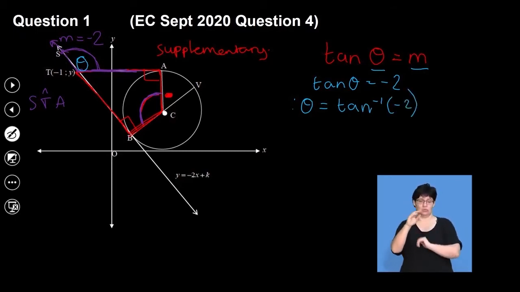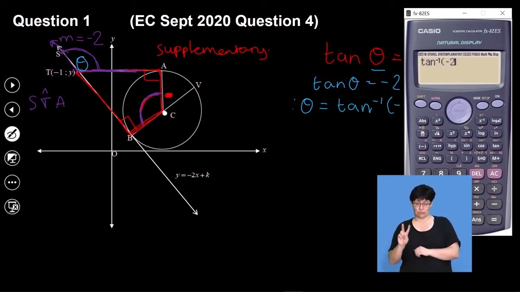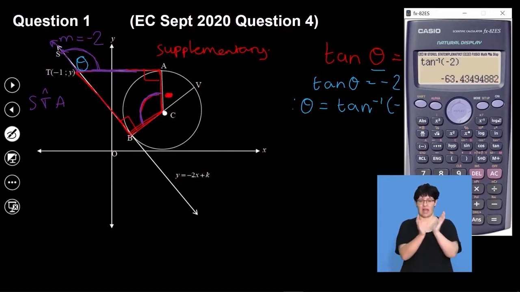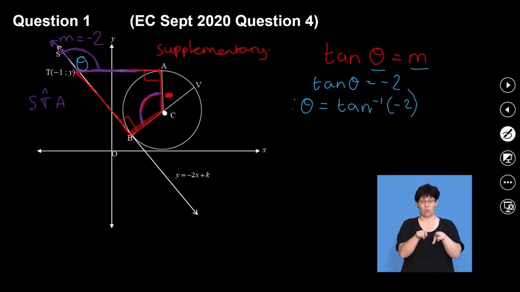Right, time for the calculator. Pull that out. So we're going to find inverse tan of minus 2 and close our bracket. And that gives us an angle of minus 63.43 degrees. So obviously we don't want the negative version, we want the positive version. So we're going to add 180 degrees to that. And we get the angle as being 116.6 degrees.